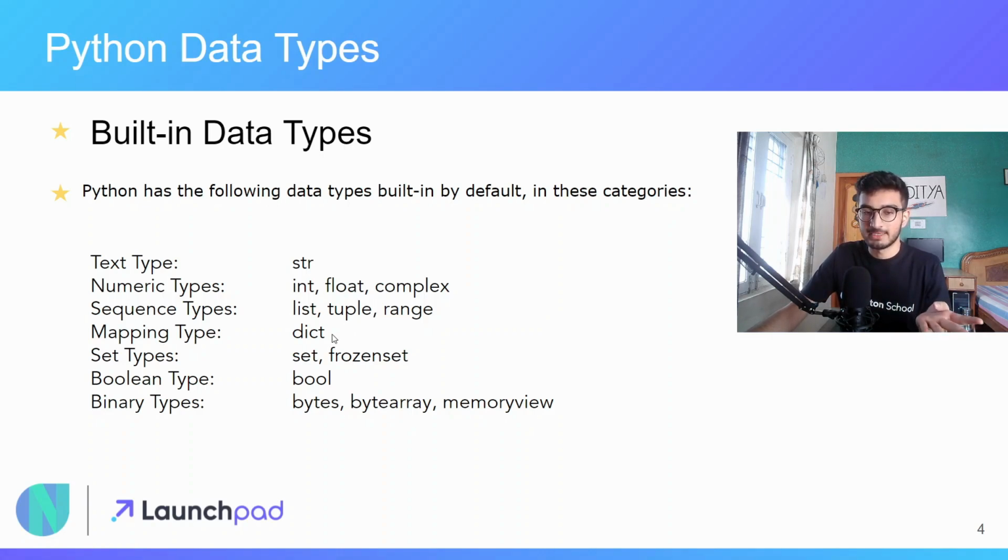Then we have the mapping type, which are dictionaries. It is a key value pair. We'll again come back to dictionaries in a future video. We have set types, boolean types. Boolean is basically true or false. We use booleans to store either a true value or a false value. So it has only bool under it. And there are also binary types, bytes, byte array, and memory view. So these are all the built-in data types in Python.